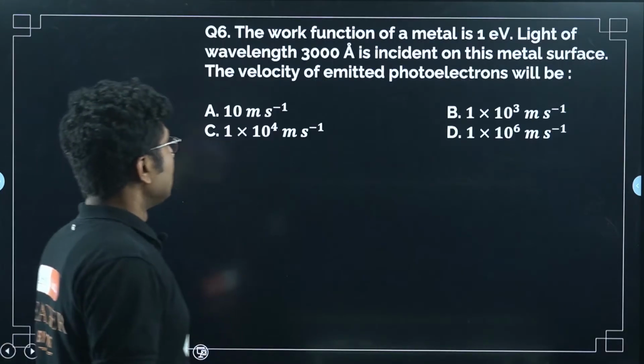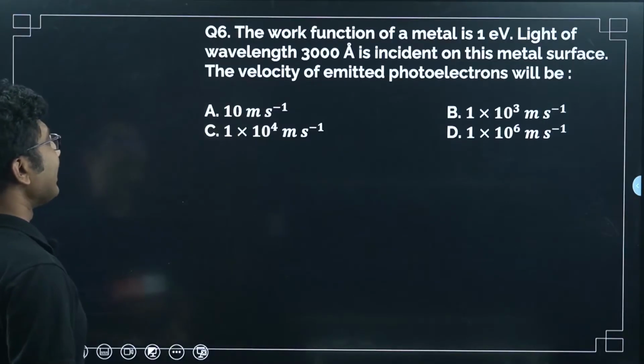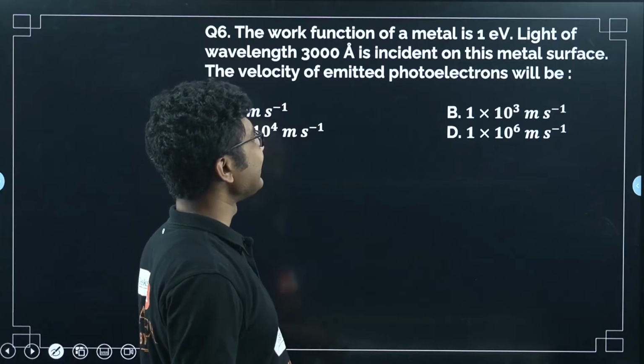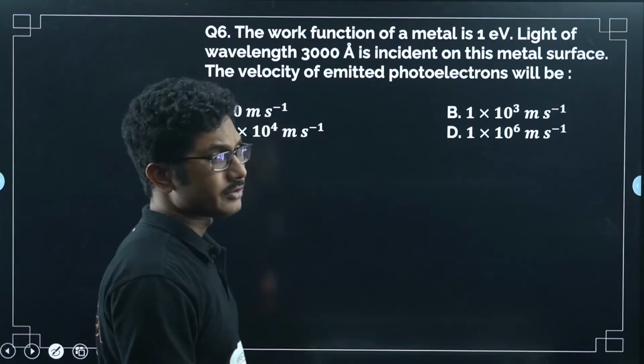Now, the work function of a metal is 1 electron volt. Light of wavelength 3000 angstrom is incident on the metal surface. The velocity of the emitted photoelectrons will be.